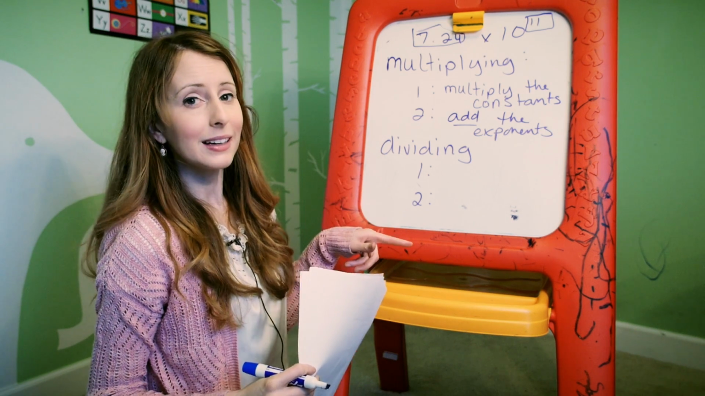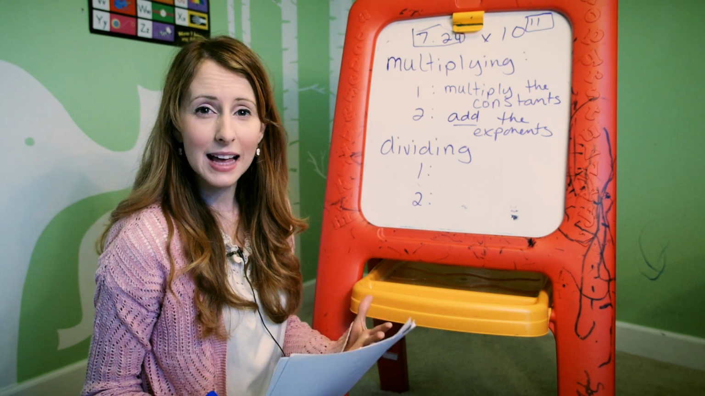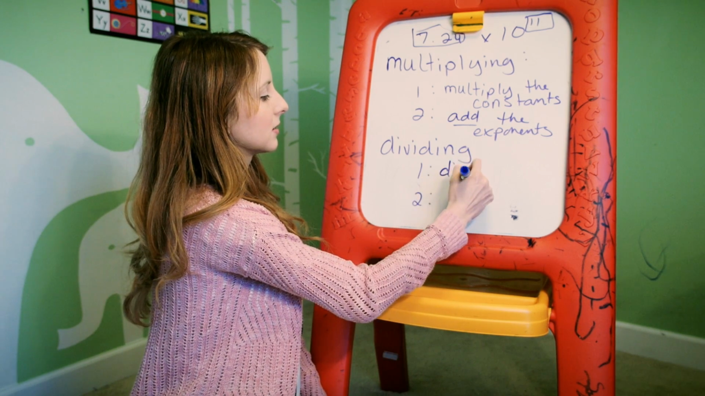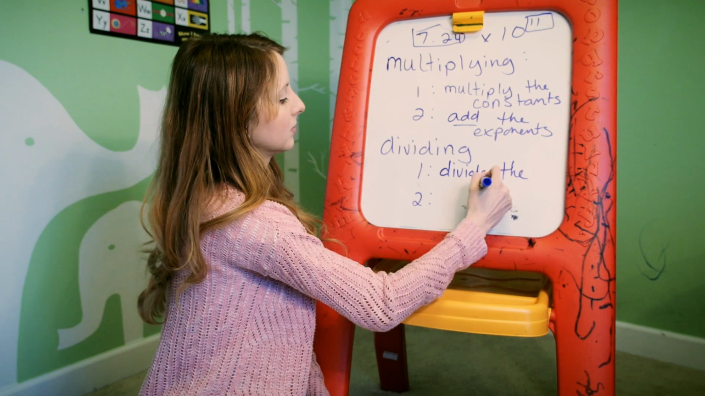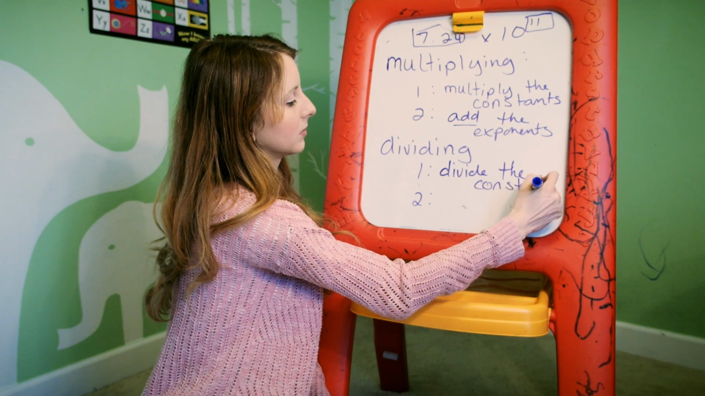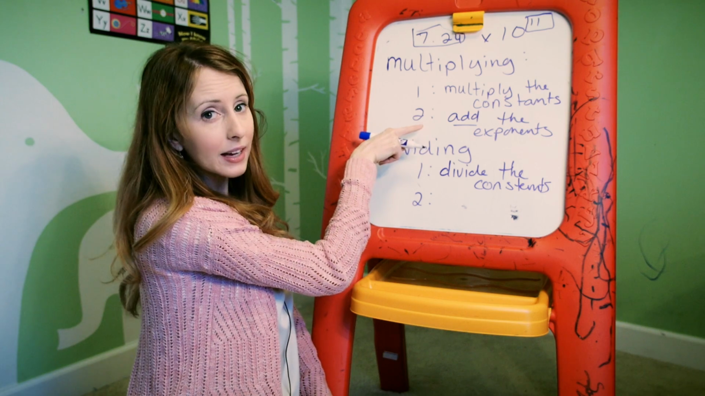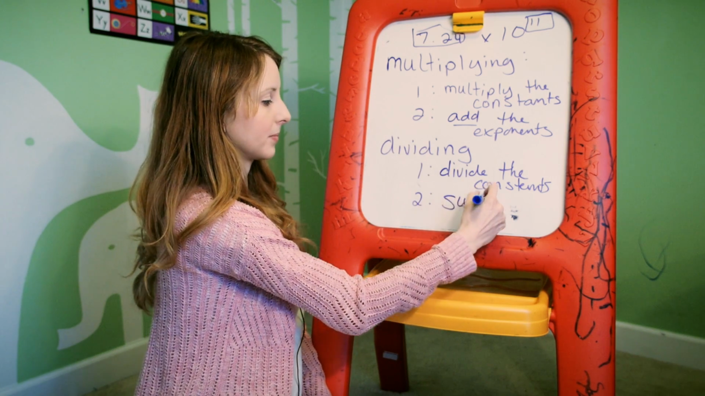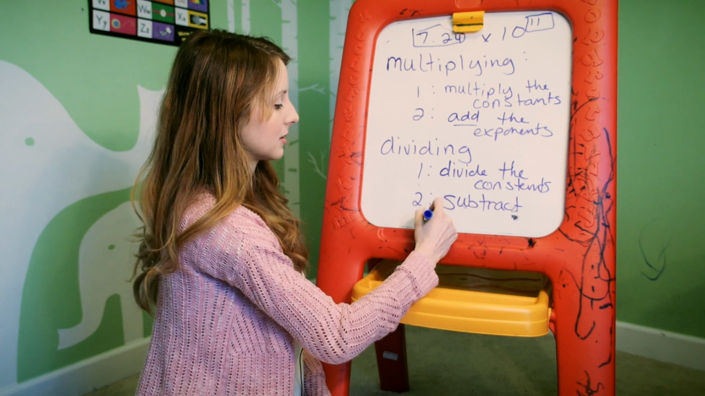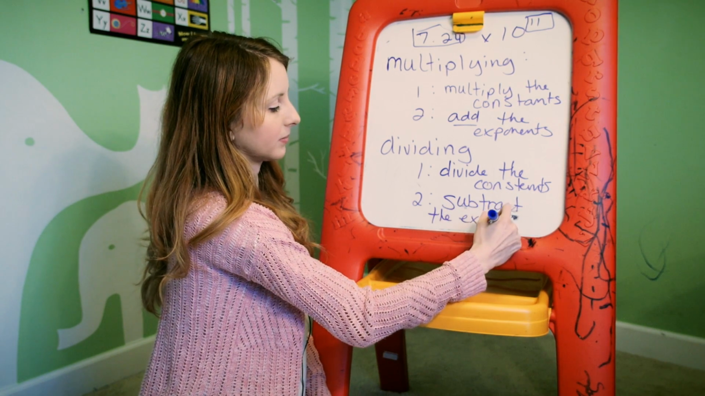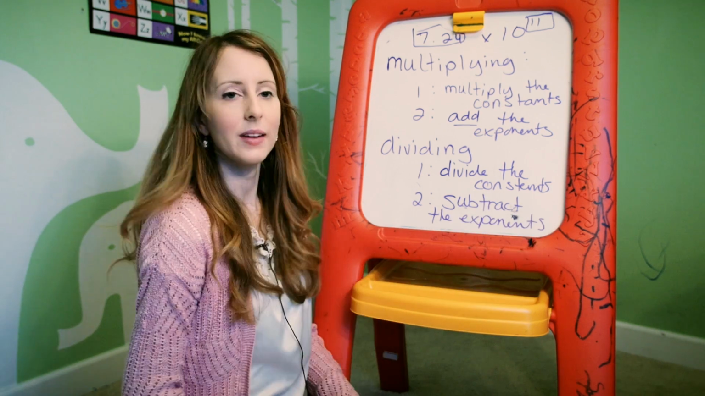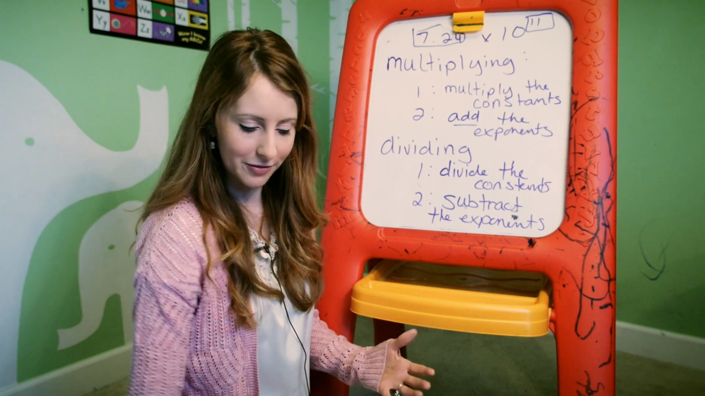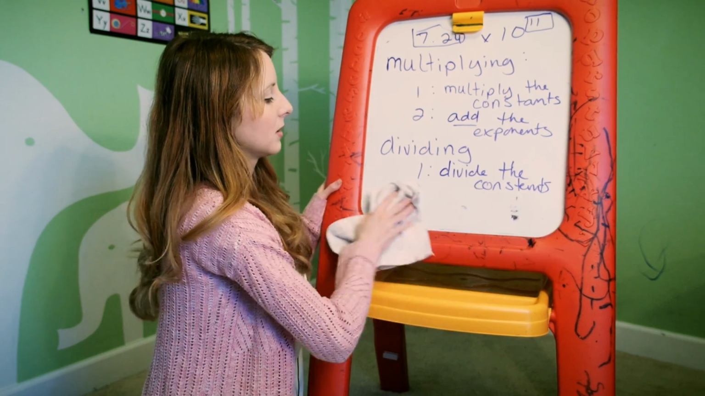Now when you're dividing, you're going to do basically the exact opposite. You're going to divide the constants, and rather than add the exponents, when you're dividing, you'll be subtracting them. Subtract the exponents. All right, so those are your two steps for each of those cases. Let's do a couple of them so you can see how it goes.